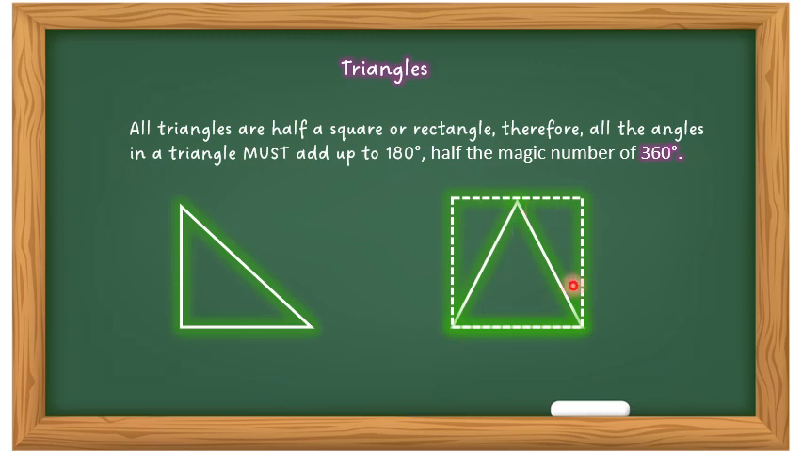And it's similar with this shape here. You can see that the area of this shape here is the same as these two added together. So therefore all triangles are half a square or half a rectangle. And therefore all the angles must add up to 180.